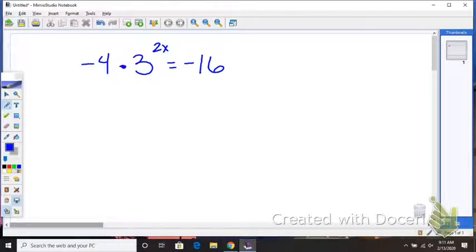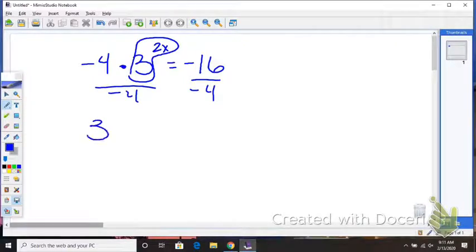Okay, what's the... Divide by -4. What's the base and exponent? 3 and 6. Okay, so divide by -4. So I get 3 to the 2x equals 4. Now what do I write it in? Log form. So we have log base 3 of 4 equals 2x.